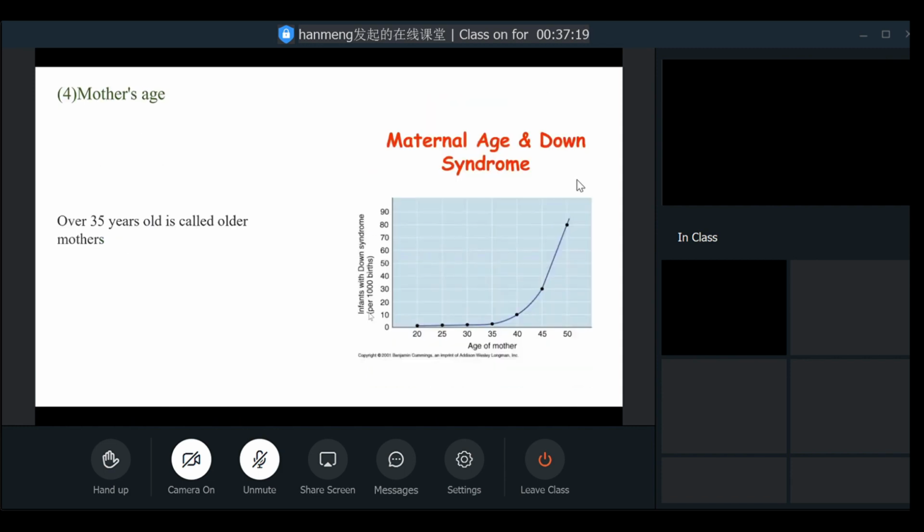Last one is maternal age. If a woman is over 35, she is called an old mother. Then if she wants to have her baby, she must do many prenatal examinations.